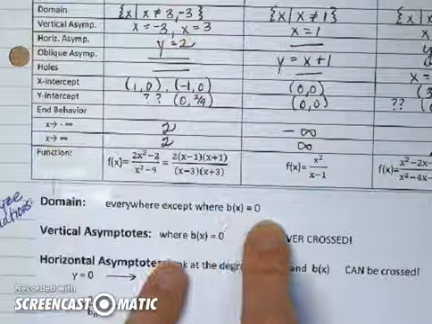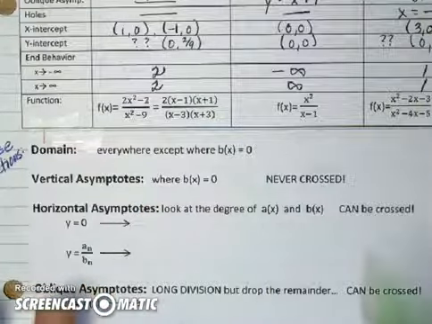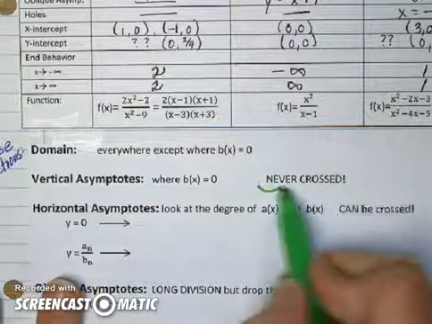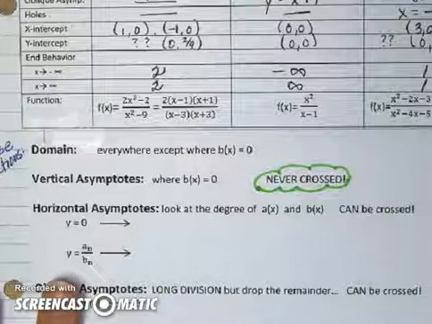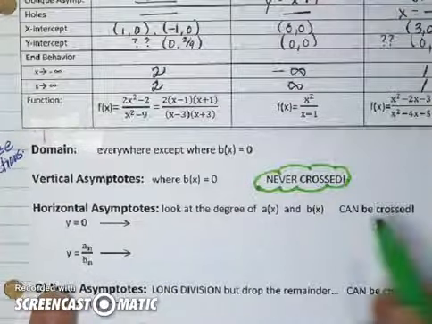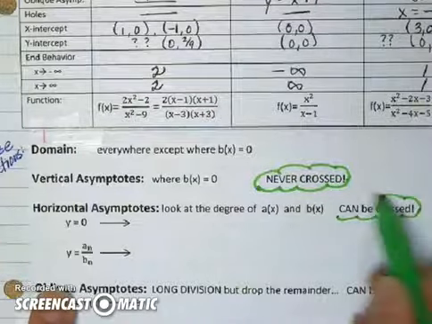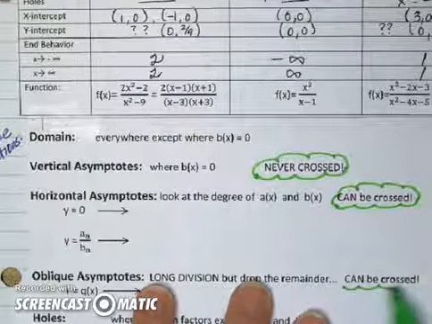Now I need you to notice, and make note, that a vertical asymptote will never, ever, ever be crossed by the function. They are firm. The horizontal asymptotes can be crossed by part of the function, as can an oblique one. All right?